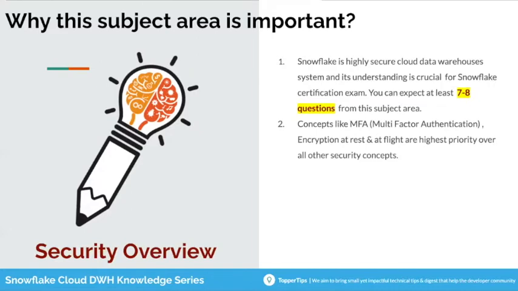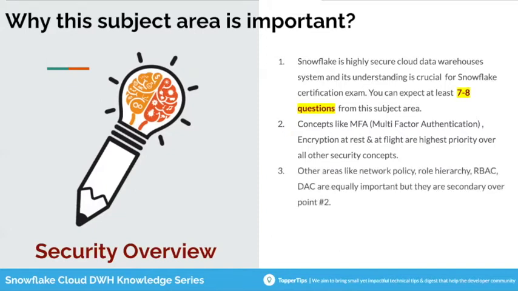Concepts like multi-factor authentication and encryption, at rest and in flight, are the highest priority over all other security concepts. Other areas like network policy, role hierarchy, role-based access control, and discretionary access control are equally important. However, they are not asked as frequently as multi-factor authentication and data encryption. Compliance security and data masking are other areas where you may get 1 or 2 questions.